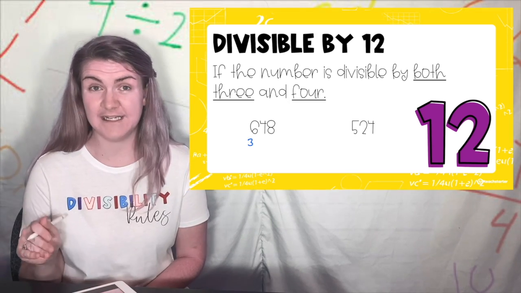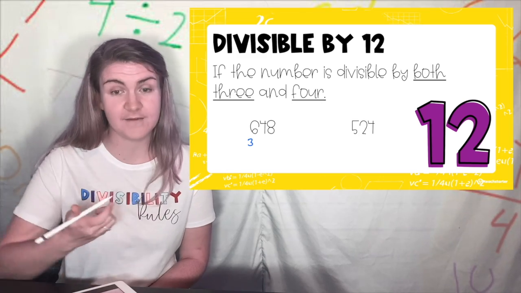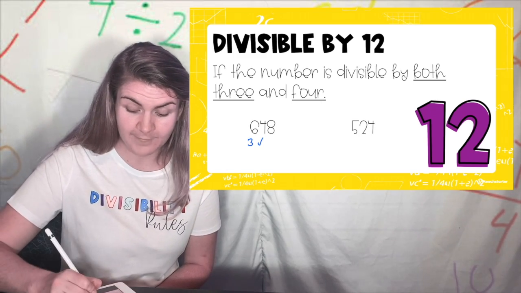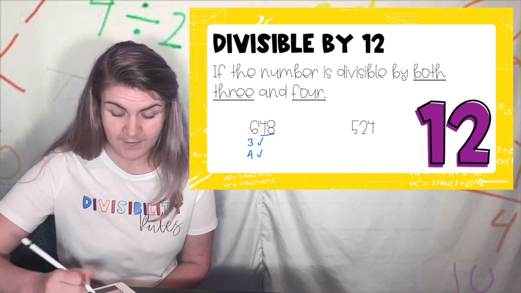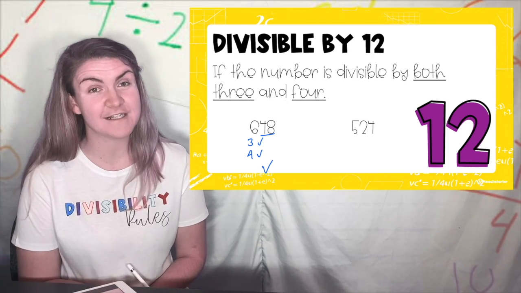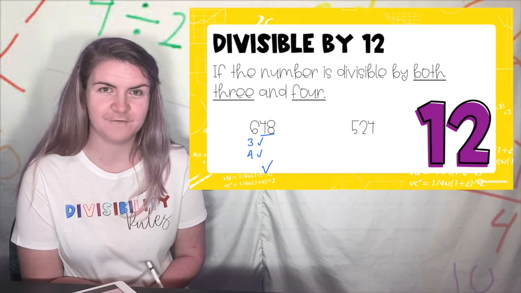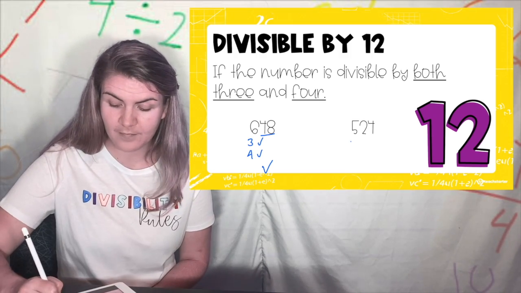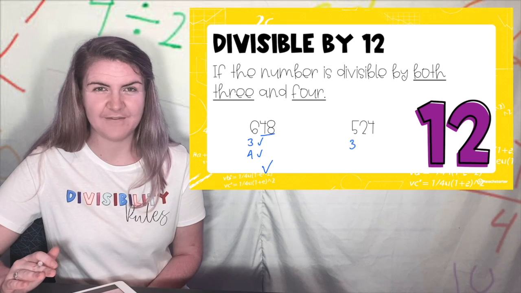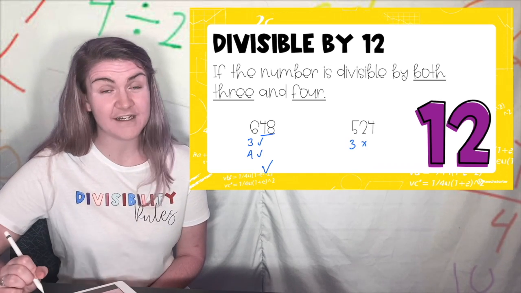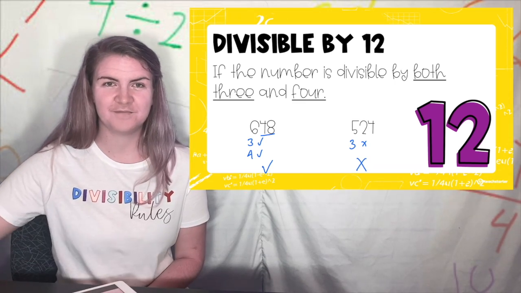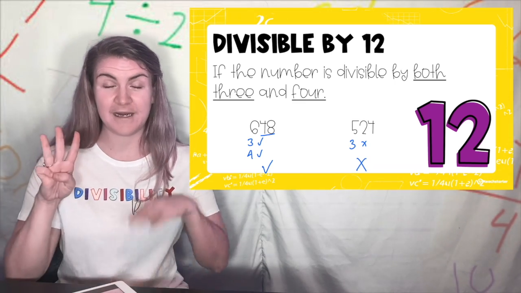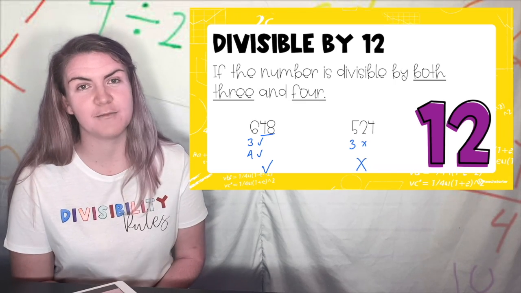6 plus 4 is 10, plus 8 is 18. That's divisible by 3. Then we've got 48. 48 is divisible by 4, 12 times. So that's 3 and 4, which means 648 is divisible by 12. 524: 5 plus 2 is 7, plus 4 is 11. That is not divisible by 3, which means it will not be divisible by 12. So if a number is divisible by 3 and 4, then it is divisible by 12.